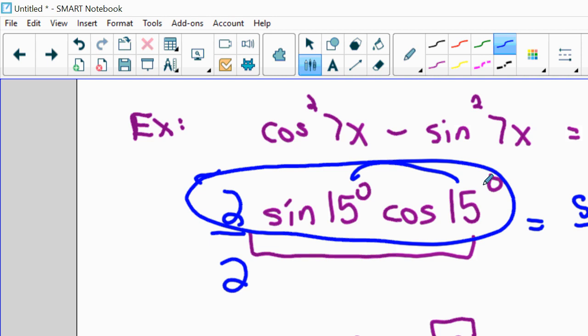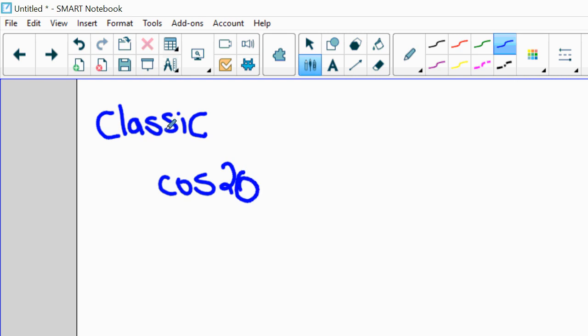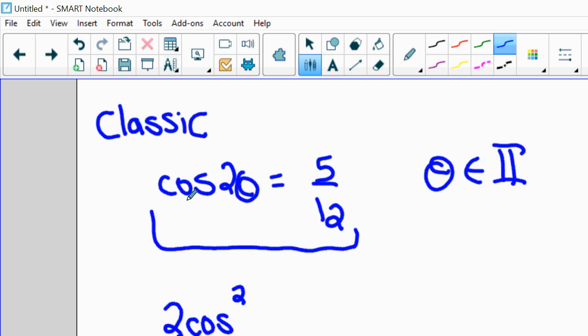So that's fine. Now, they have another classic problem. If they give you a double angle, cosine of 2 theta equals, let's just say 5/12, and we say theta's in quadrant 2. We got 3 formulas for this guy. Don't choose the one that has both of them in there. Let's go with my favorite, 2 cosine squared of theta minus 1 equals 5/12.